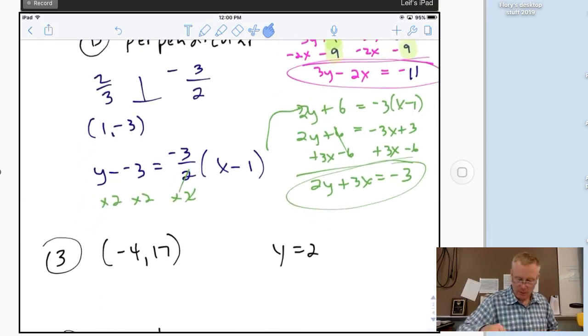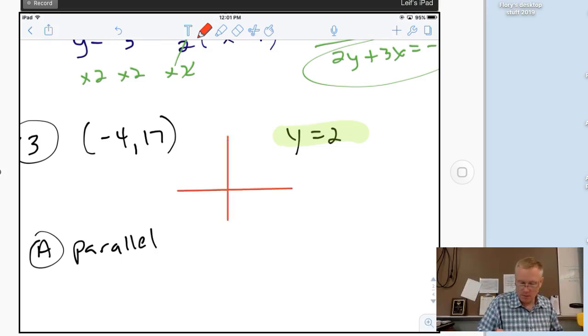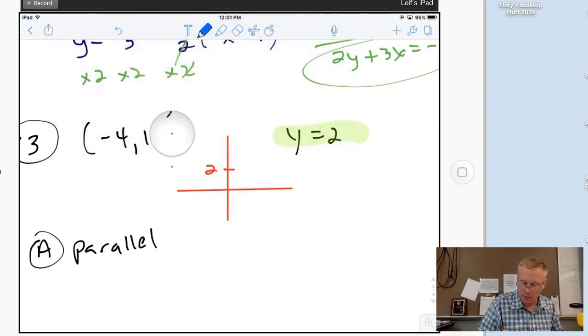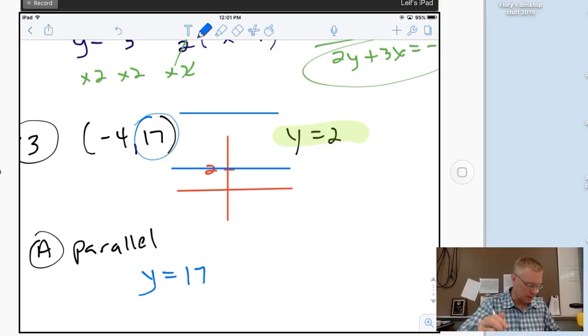Okay. This one's a little bit interesting because the equation is y equals 2. So if I was to draw a quick graph of that, if here's 2 on the y-axis, then the line here is going to be a horizontal one going right through here, right through there, which means the only thing that matters here, that new line, is going to be the 17. So it's going to be y equals something, and the something is going to be 17, which means if I was to graph it, it would be way up here somewhere. But that would be parallel, okay? It would be a horizontal line going through 17 on the y-axis.